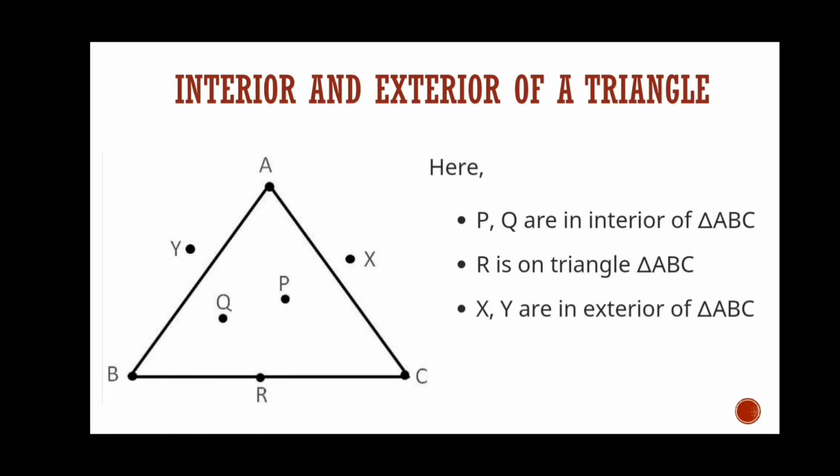In this we will see the interior and exterior of a triangle. The points which are inside the triangle are called the interior of the triangle and the points outside the triangle are called the exterior of a triangle. Here you can see P and Q are interior of triangle ABC and point R is on triangle ABC where X and Y are exterior of triangle ABC.